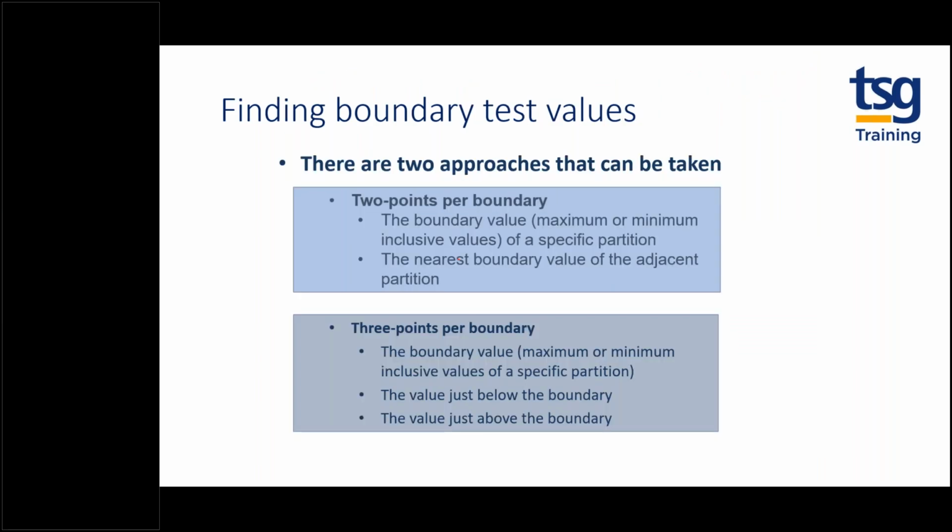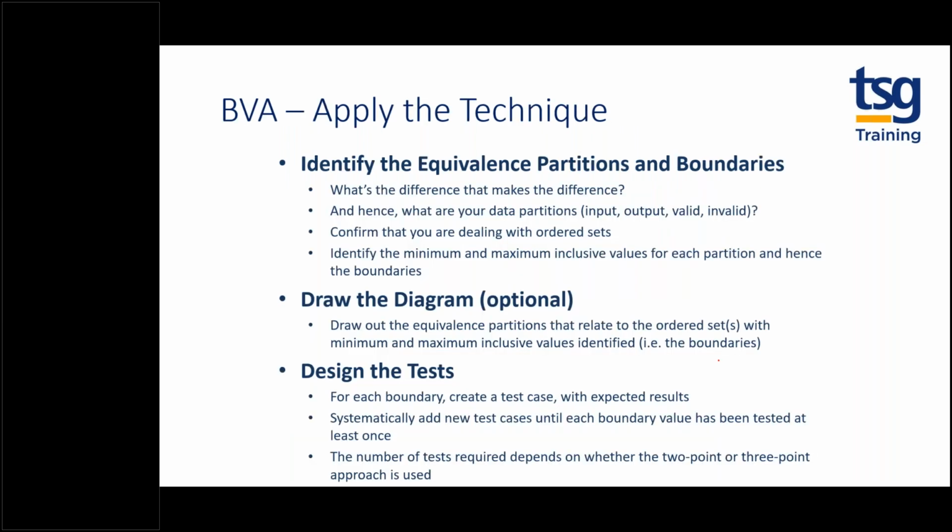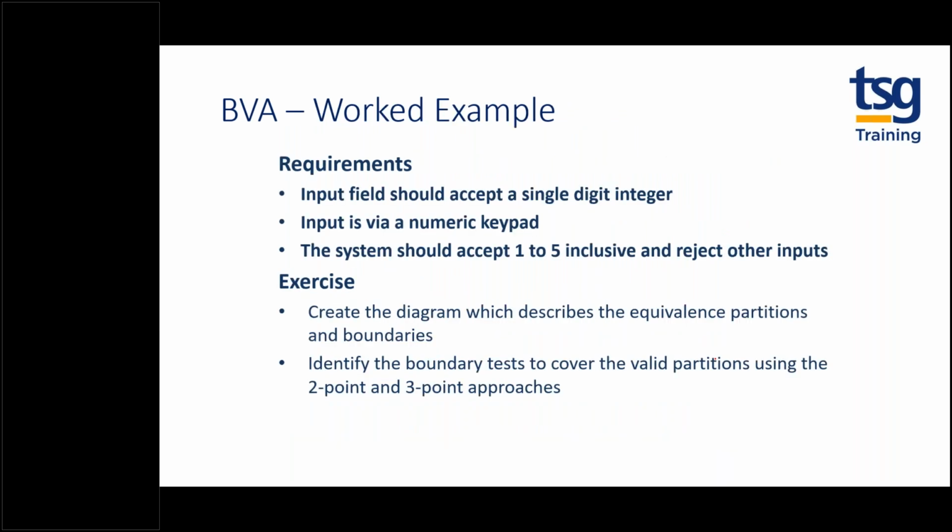Now, the other thing that's important about boundary value analysis with ISTQB is we've got two approaches. We've got the 2 points per boundary approach and the 3 points per boundary approach. But what's common to both is we've got this definition of a boundary as the maximum and minimum inclusive values of a partition. Now, in the 2-value approach, we test the boundary of one partition with the boundary of another partition. So let me just explain what that means. I'll come back to applying the technique in a second. So if I've got a requirement, the input field should accept a single-digit integer. We input from a numeric keypad, and the system should accept 1 to 5 inclusive, reject other inputs.